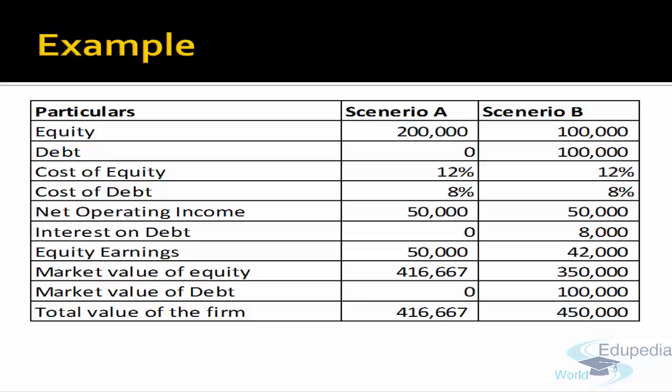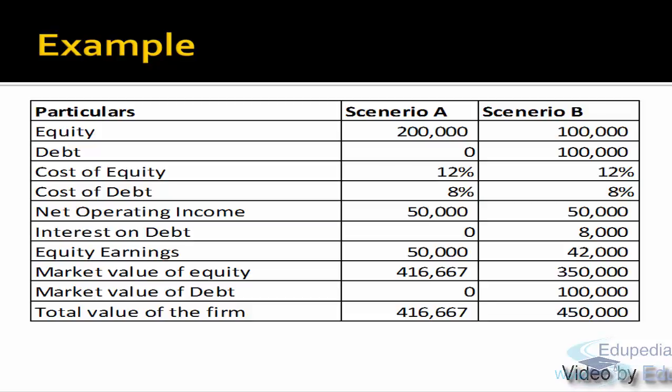What is the total value of the firm? The value of the equity plus the value of debt. There are only two sources of finance, equity and debt. So the total value of the firm in scenario A will be 4,16,667 because there is no debt in the firm. So the value of debt will be 0. In scenario B, the market value of equity will be 3,50,000, right?